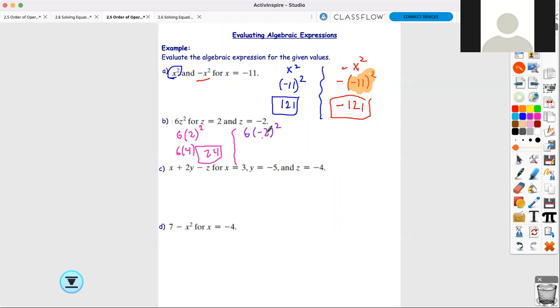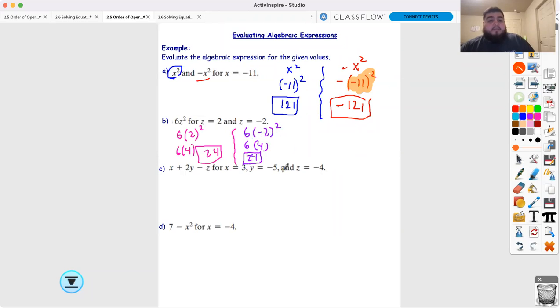Is it -24? Well, you tell me, sir. Look at the exponent. What's the base? What are we gonna multiply to itself? -2. So we're gonna do -2 times -2, right? What's -2 times -2? +4. So then the answer is still gonna be what? A +24. You see that, sir? Yeah. Good, good, good.